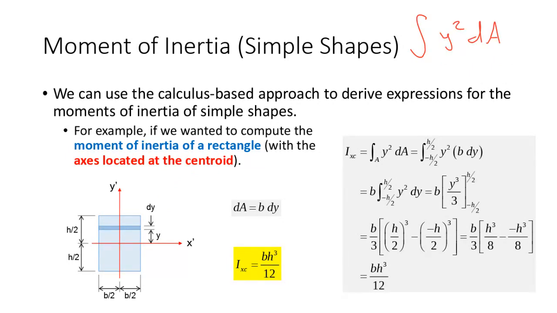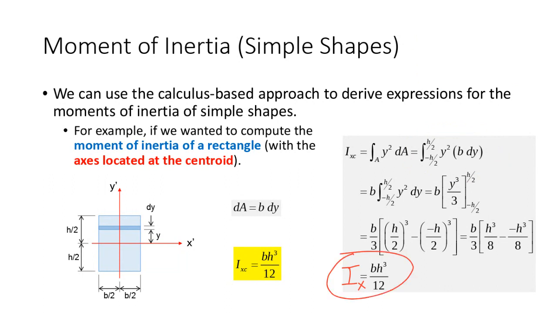Well, dA is d dy, so we're integrating y squared times b dy across the entire rectangle. So we would say from minus h over 2 to positive h over 2. And that's basically what I have right here, I'm just following that out. And if you go through all the alphabet soup and chug it out, what you get is a very famous equation. I think just about every engineer should remember this equation, that the moment of inertia of a rectangle is bh cubed over 12.